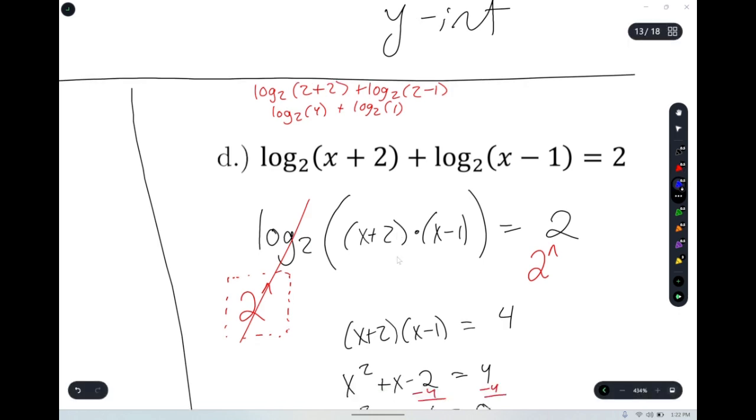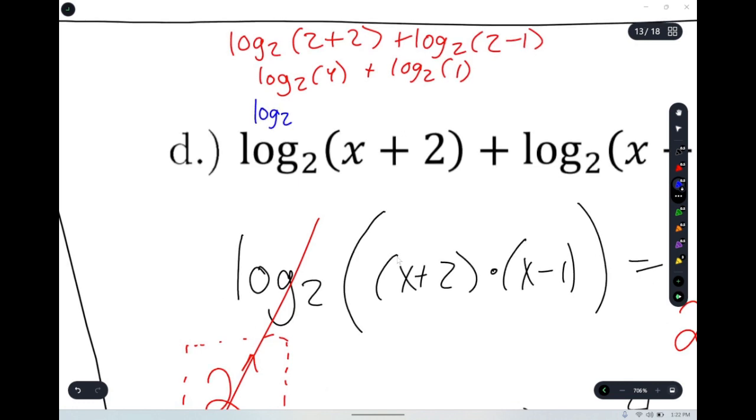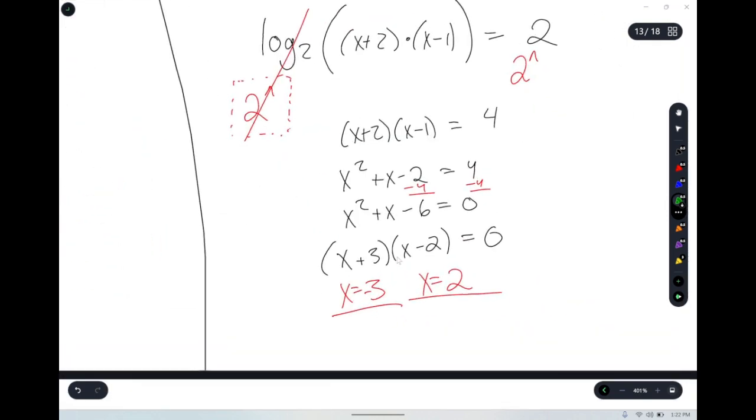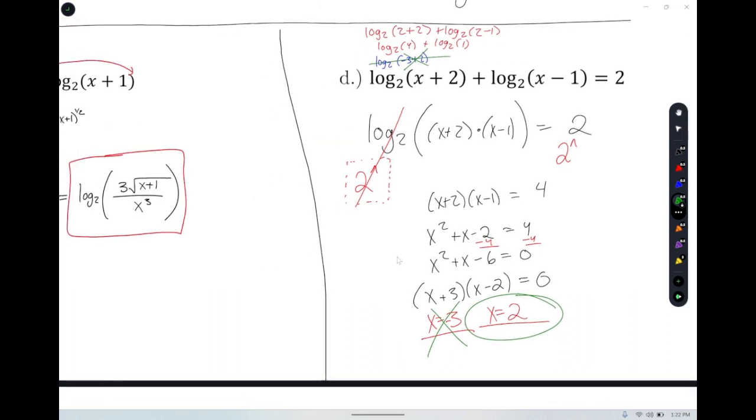But what if we plug in the other answer? What if we plug in negative 3? Log base 2 of negative 3 plus 2. What is that? That's negative 1. That's bad. We cannot plug in negative 3, so we have to get rid of it out of our answer set and say that's the only answer. That doesn't happen with exponentials. That only happens with logs, because logs introduce this restriction on the domain. Exponentials don't.